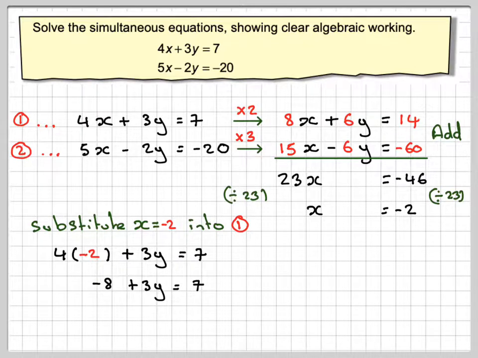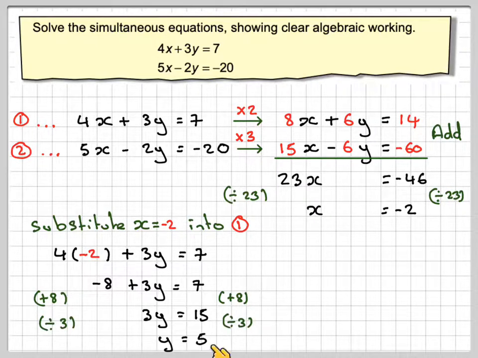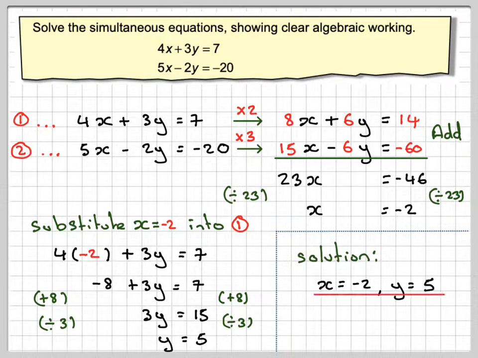The opposite of minus 8 is to add 8 to both sides. So that gives you 3y is equal to 7 plus 8, which is 15. Divide both sides by 3, you're going to get that y is equal to 5. Finally, writing out the solution, you've got that x is equal to minus 2, y is equal to 5.